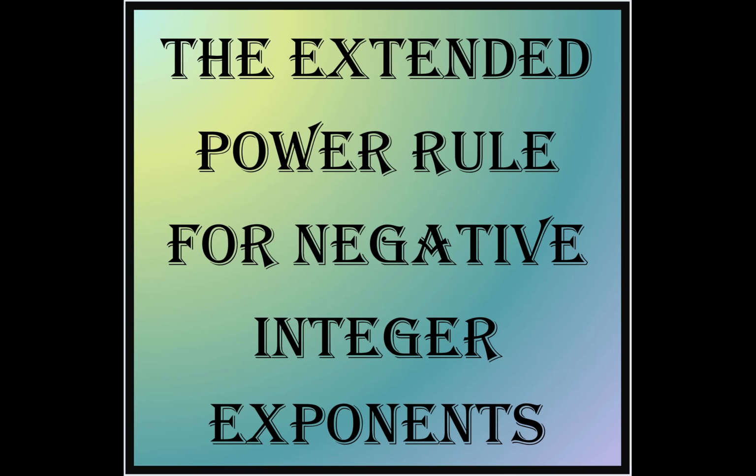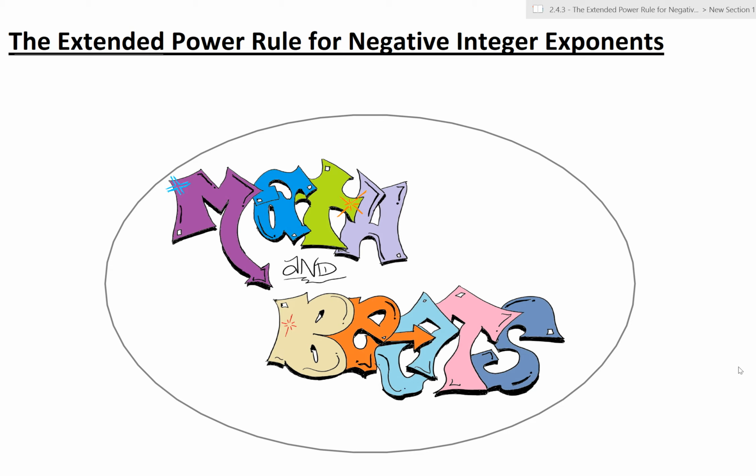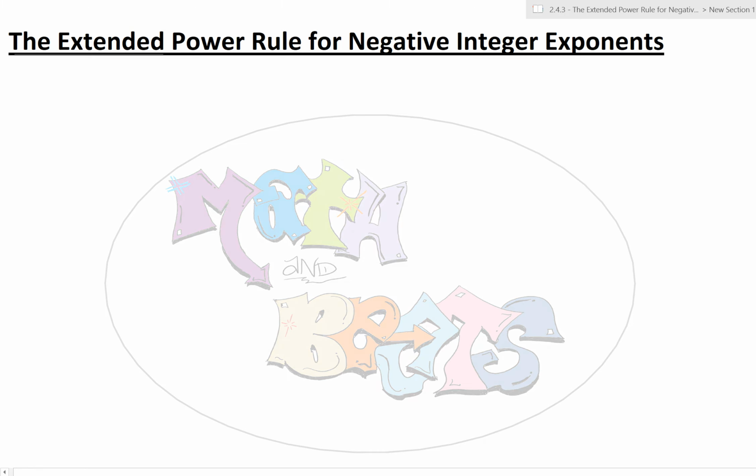In this video, we are going to extend the already established power rule so that it also works for negative integer exponents. And we're going to do this by using the recently established quotient rule for derivatives. Let's get going here.